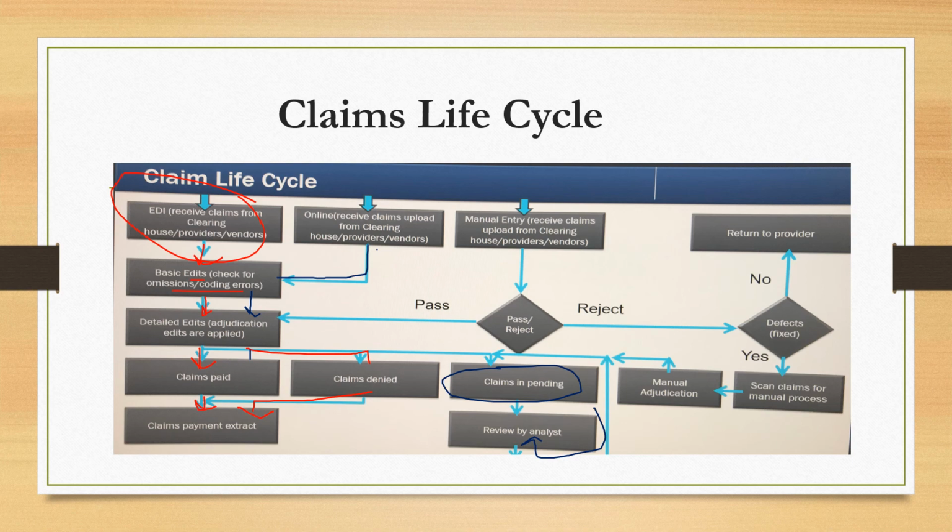Once it's done being reviewed by the analyst, then either it's going to be denied or it's going to be paid, and here you go. So this is going to be the manual entry, where they write it and submit the claim by paper, by mail, manually. If it's passed, then again it's going to go to the adjudication system. If it's rejected, then it will go back to the provider to fix the defects if anything is missing. And if it's fixed, again the cycle is going to be scanned, the manual adjudication system is going to go through it, and then here you go, it will be either accepted, denied, or paid.